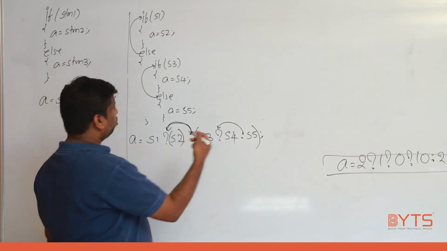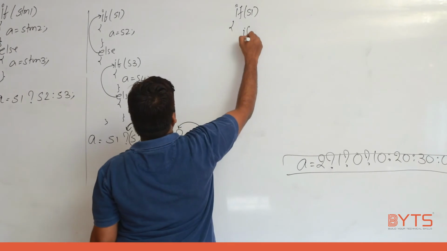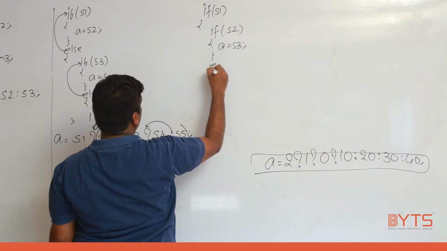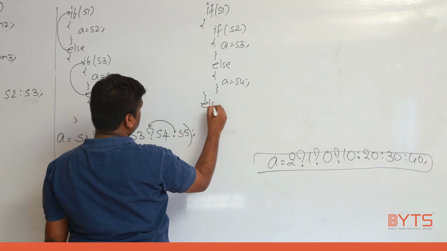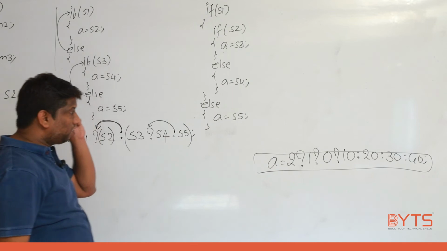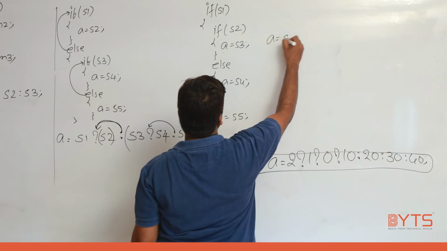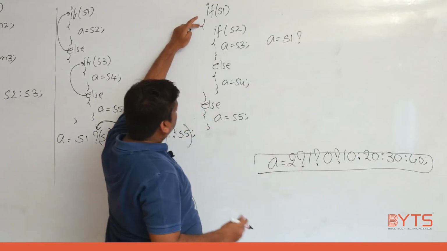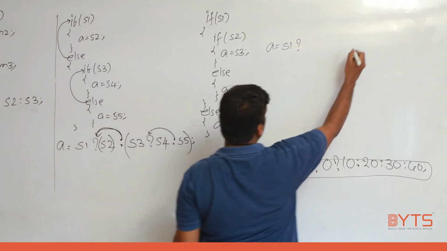Now I will take one more example so that you will understand. If S1, if S2, A is equal to S3, else A is equal to S4, else A is equal to S5. Now we will understand what it means, right? Try to understand. It's very easy. First step, always you write A is equal to S1. Correct? S1 is true. Condition true means what should I do? Again there is if else. Condition false means else. So let me put colon.